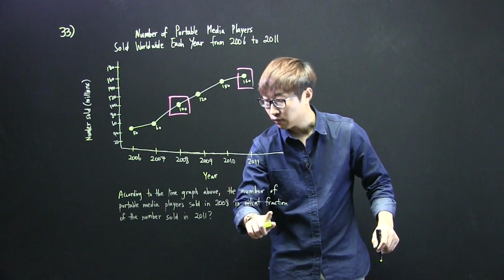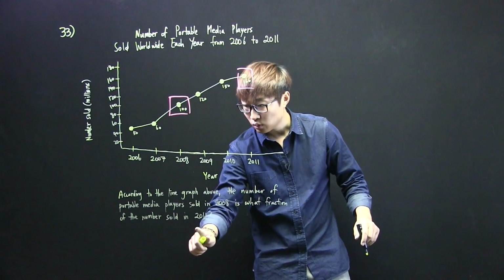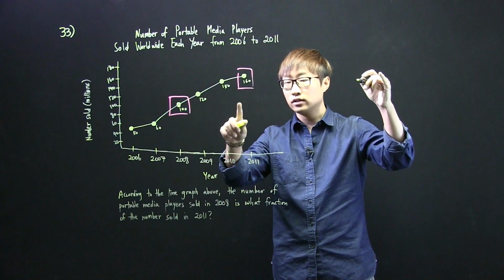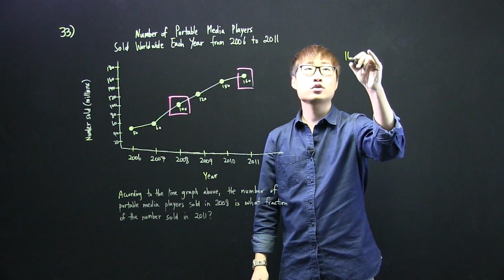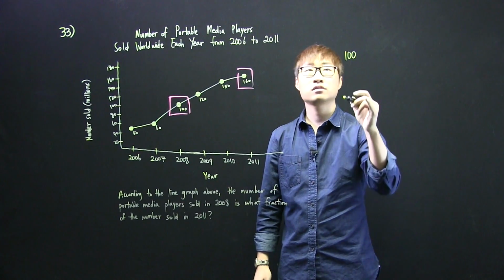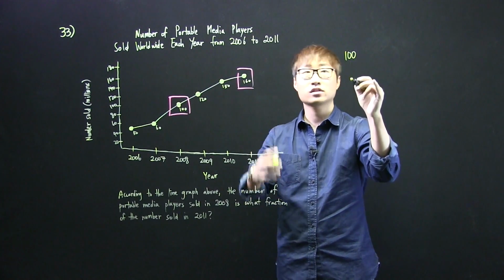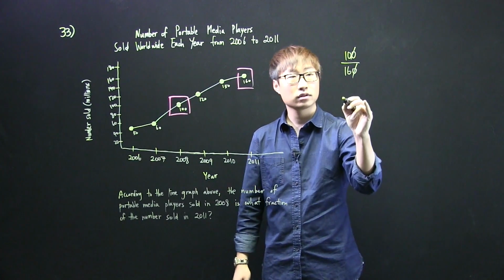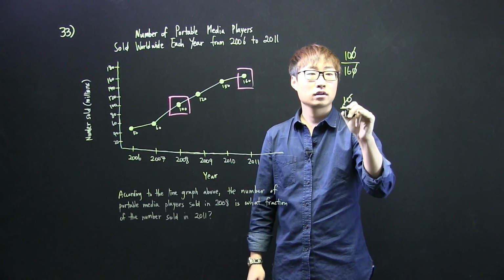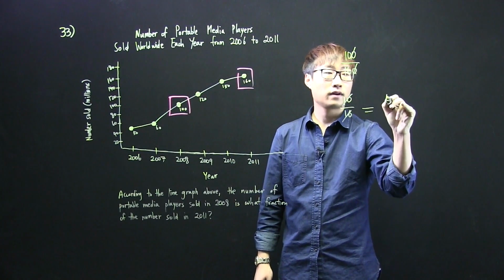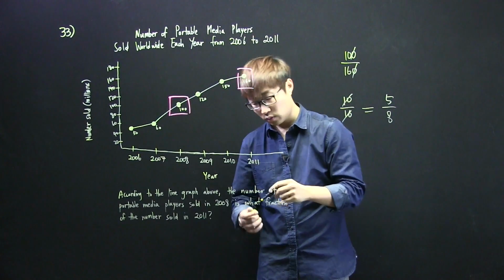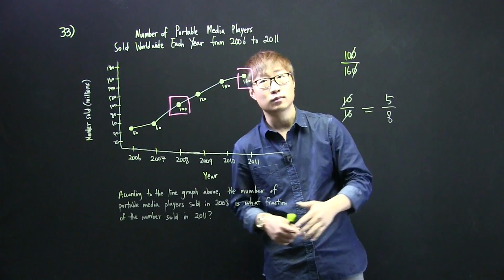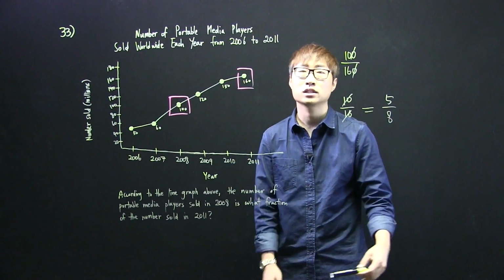The numbers sold in 2008 is what fraction of the numbers sold in 2011, right? So 2008 is what fraction of 2011? So 100 is what fraction of 160? So 100 over 160, cancel the zeros. 10 over 16, simplify, 5 over 8, or 0.625 if you punch that into your calculator for decimal. Very easy question.